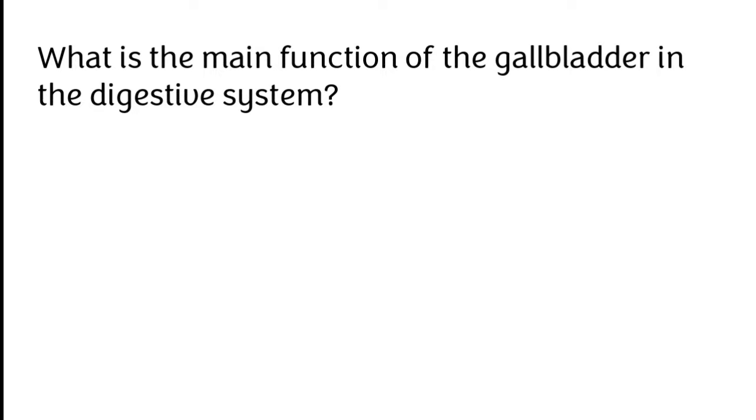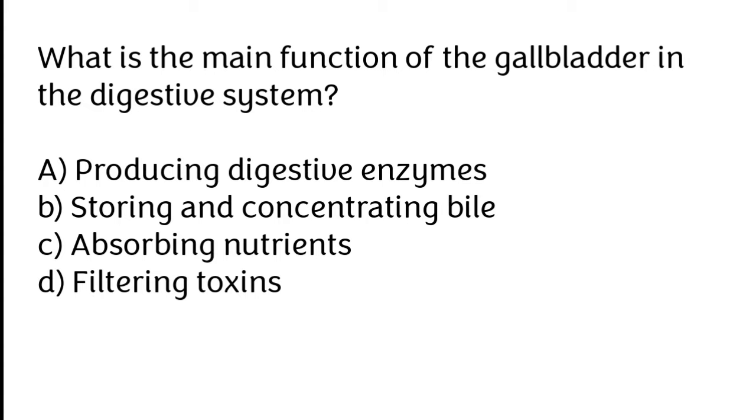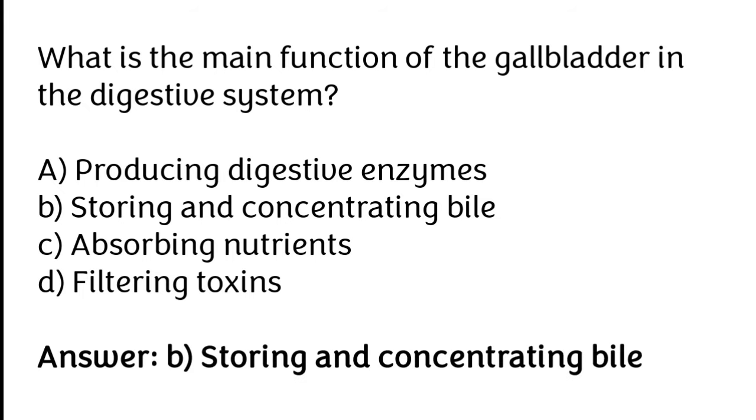What is the main function of the gallbladder in the digestive system? Producing digestive enzymes, storing and concentrating bile, absorbing nutrients, filtering toxins. The correct answer is option B. The main function of the gallbladder in the digestive system is storing and concentrating bile.